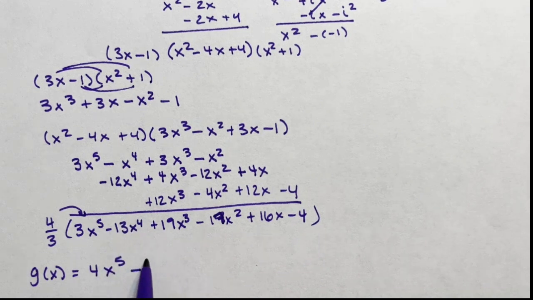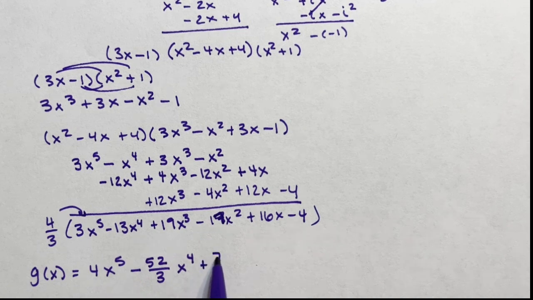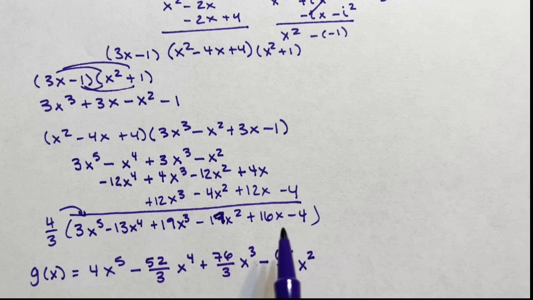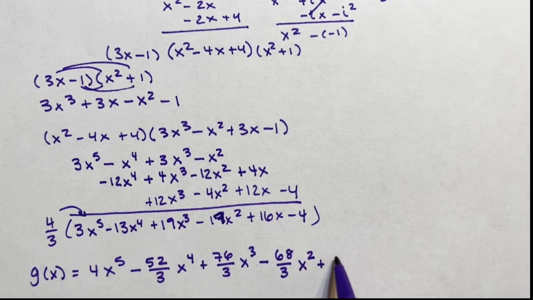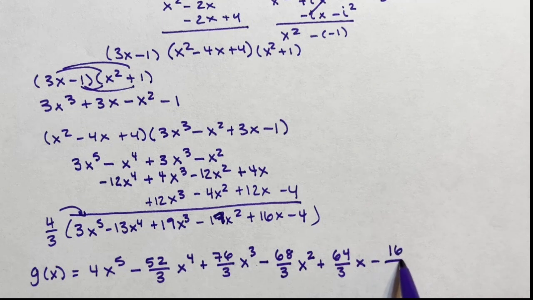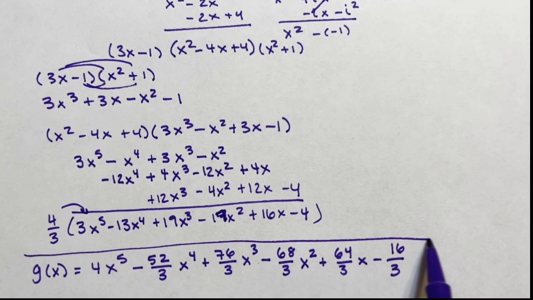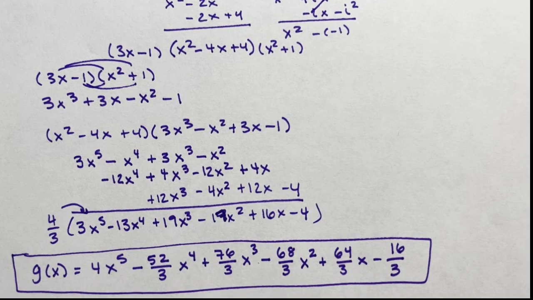So I'm going to end up with 52/3 x to the 4th. 19 is also prime and there's no reducing there, so I'm going to end up with 76/3 x cubed. 17 is also prime, there's no reducing, and so I'm going to end up with 68/3 x squared. 16 is not prime, but 3 doesn't go into 16 and there's no reducing, so I'm going to end up with 64/3 x. And last but not least, I'm going to end up with 16/3. And this is, for the win, one of the uglier functions I have written with my coefficient of 4.